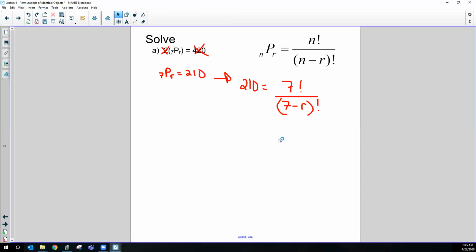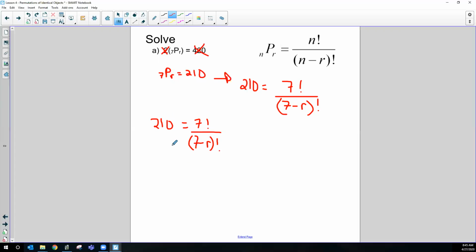Okay, let's go back to this question. What you want to do is solve for R. So how we're going to do that is we are going to start solving. 210 is equal to 7 factorial over (7 minus R) factorial.